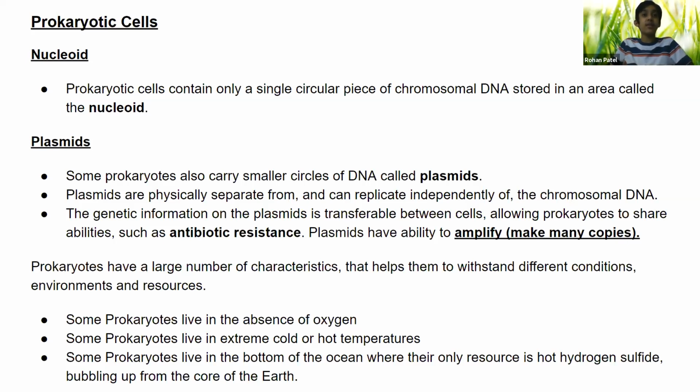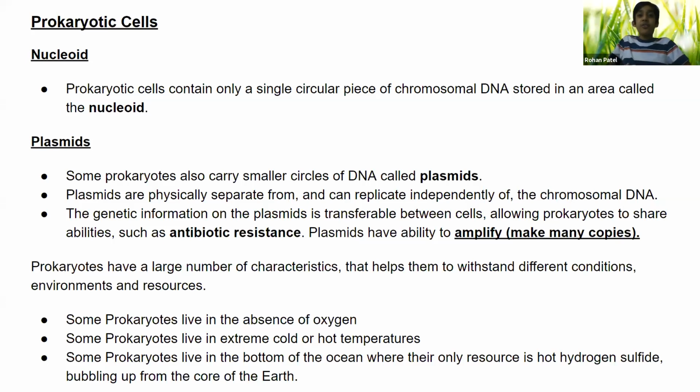We also have plasmids. So this is very important for prokaryotes. Some prokaryotes also carry small circles of DNA called plasmids. Plasmids are physically separated forms which can replicate independently of the chromosomal DNA. So the plasmids are used the most to help replicate the cells, for the DNA to also be replicated. So the replicated cells will also have the same DNA as the original.